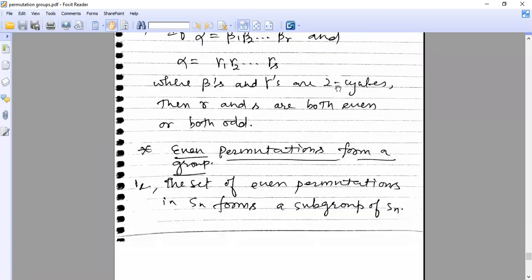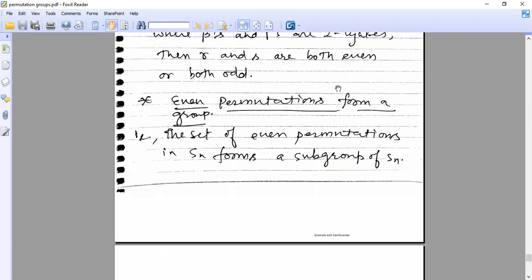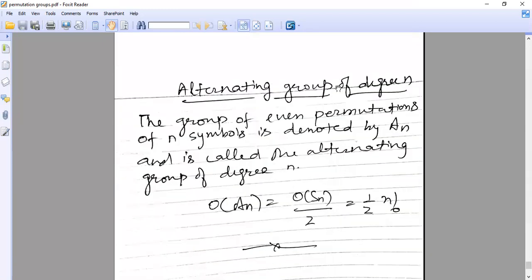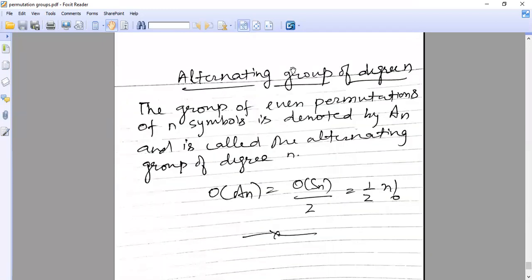So the set of even permutations in Sn forms a subgroup of Sn, and that subgroup is called the alternating group of degree n. The group of even permutations of n symbols is denoted by An and is called the alternating group of degree n, and the order of An is exactly half the order of Sn, that is n factorial by 2. So today we have seen these important facts about permutation groups.